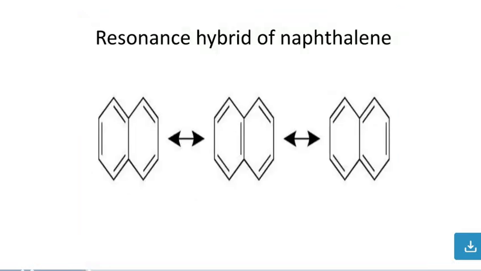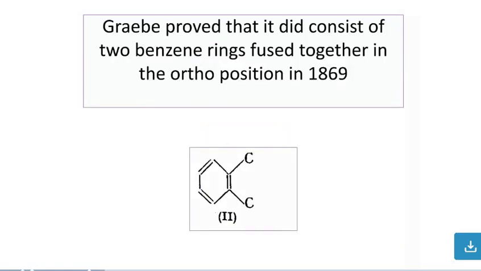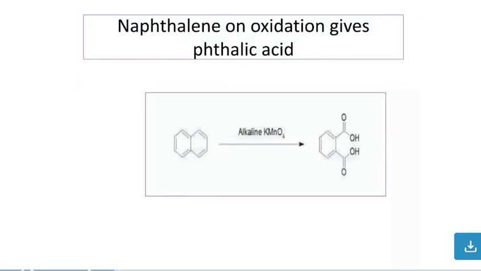Now, resonance hybrid of naphthalene. You can see the three structures. Structure of naphthalene: Erlenmeyer proposed the symmetrical formula of naphthalene in 1866. Graebe proved that it consists of two benzene rings fused together in the ortho position. So naphthalene on oxidation gives phthalic acid.